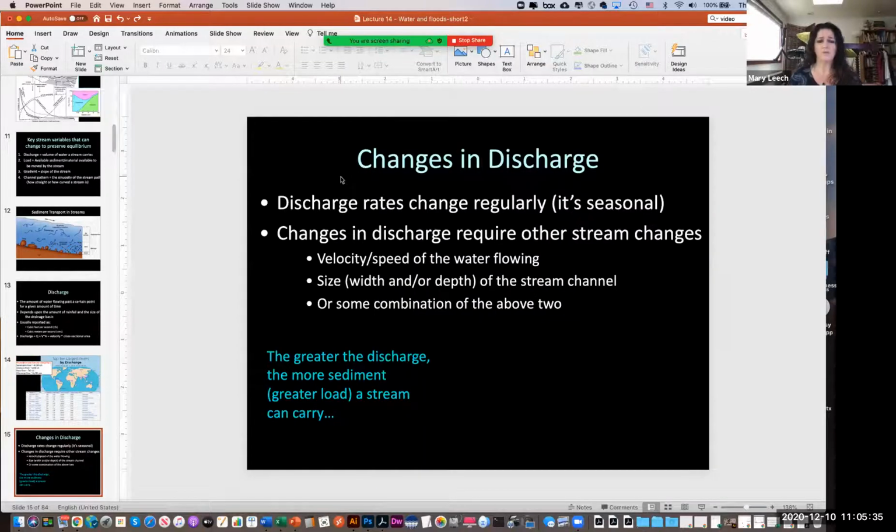Okay, stop me if you've got questions, please. You can put something in the chat because I can see the chat. Discharge changes seasonally, right? It's higher in the winter, lower in the summer. The more discharge you have, the more sediment it can carry. That seems logical. That's all that this slide says.